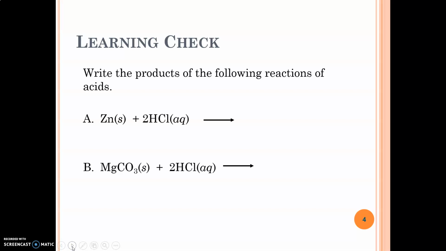This is something for you to check. Write the products of the following reactions. You have zinc plus hydrochloric acid, and you have magnesium carbonate plus hydrochloric acid. This is an exercise for you to do.